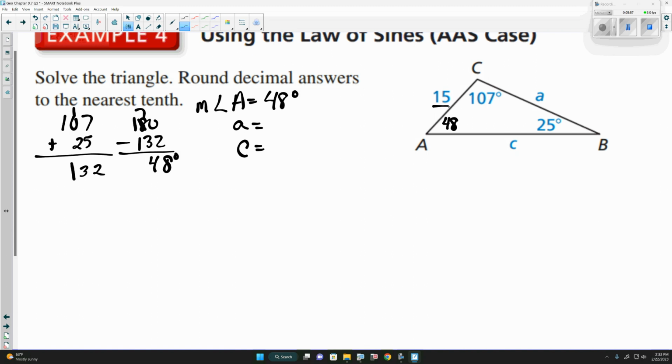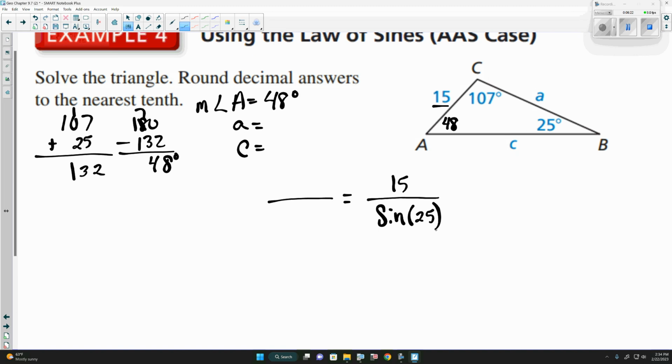So b is 15, and we do have the angle opposite, yes? One of our fractions is little b over sine of angle B, which is 25. In any of these, this is one of the ones we'll use, because we have to have a side and an angle opposite.